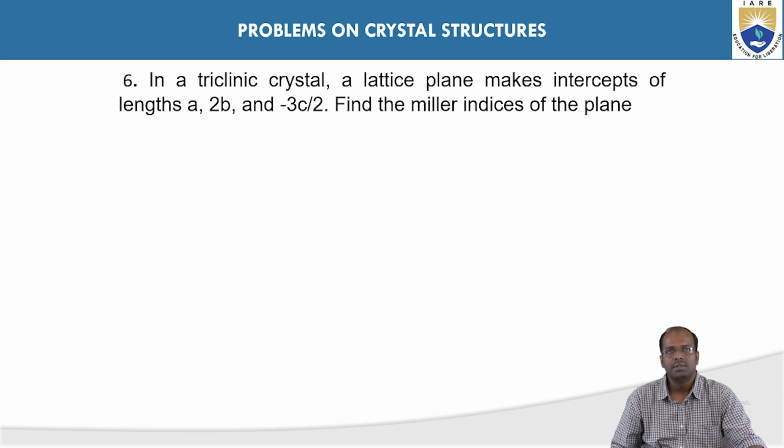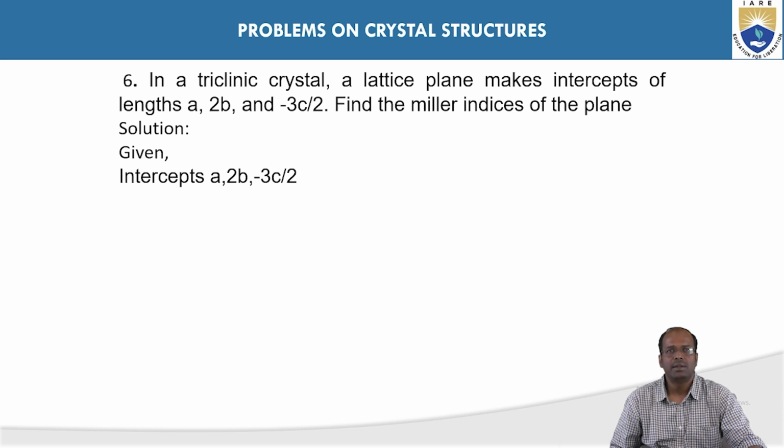So the sixth problem is on a triclinic crystal, where A is not equal to B is not equal to C, and alpha is not equal to beta is not equal to gamma is not equal to 90 degrees. That is the triclinic system. In a triclinic crystal, the lattice plane makes intercepts of lengths A, 2B and minus 3C by 2. We need to find the Miller indices of the plane.